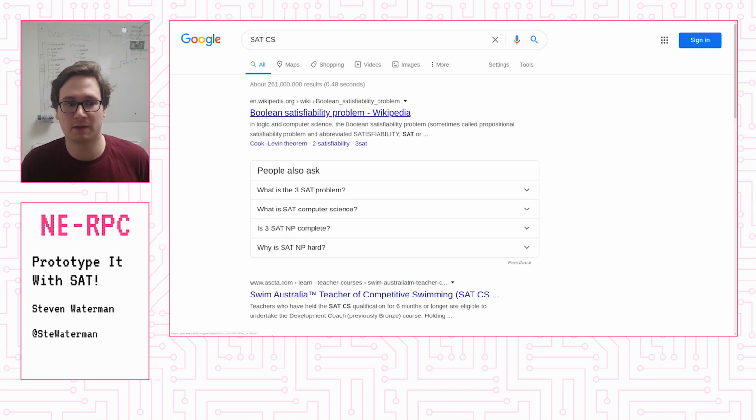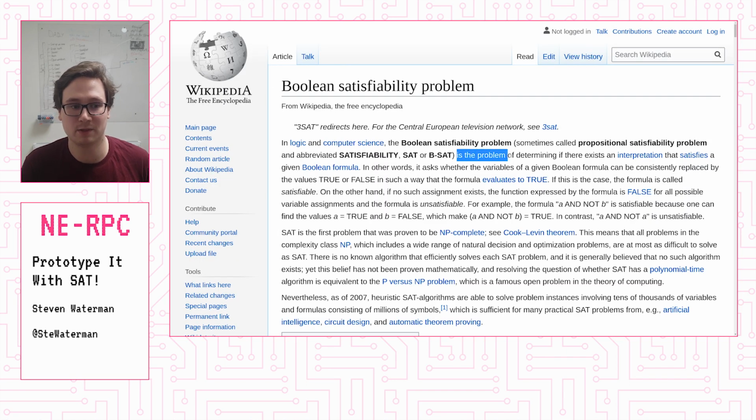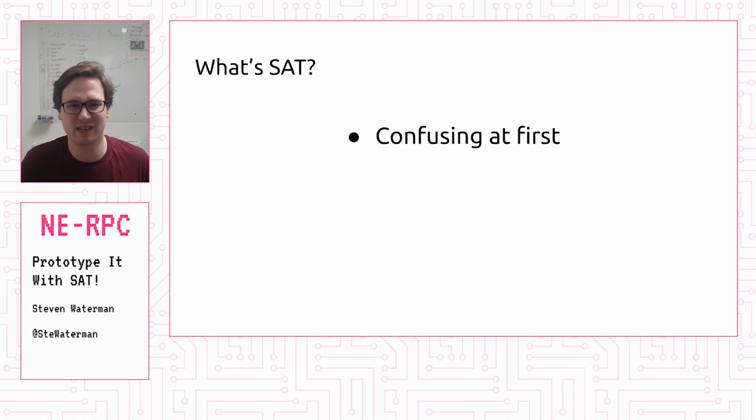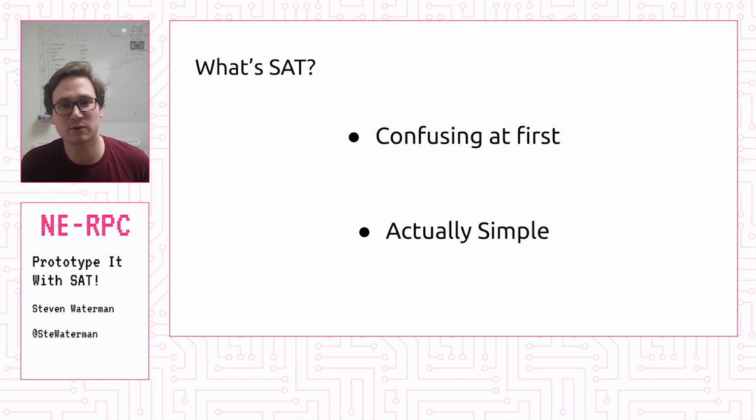SAT, which is short for the Boolean Satisfiability problem, is the problem of determining if there exists an interpretation that satisfies a given Boolean formula. In other words, SAT is confusing, but actually it's simple. Rather than trying to explain it in words, let's just look at a visualization.